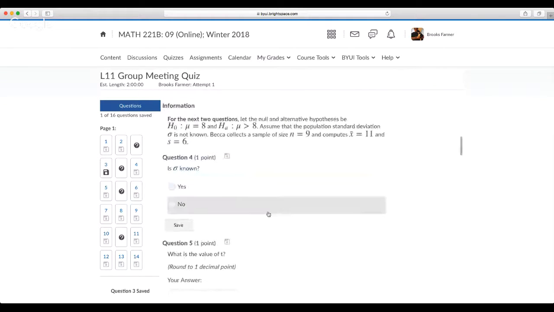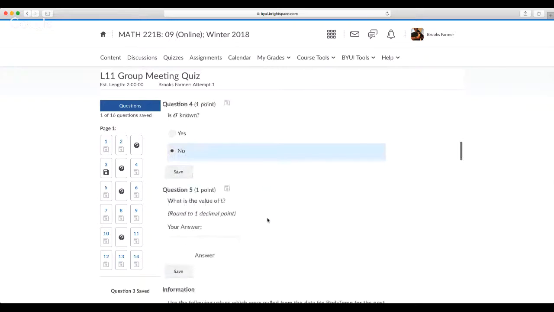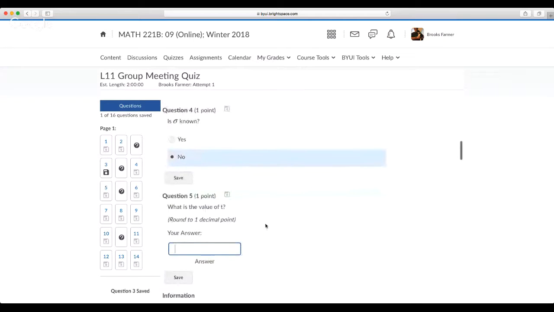The next 2 questions: let the null and alternative hypotheses be H0. The null hypothesis is mu equals 8, and the alternative hypothesis is mu is greater than 8. Assume the population standard deviation is not known. Becca collects a sample of size n equals 10 and computes x bar equals 11 and s equals 6. So for 4, is sigma known? No. So 5 was the value of t.